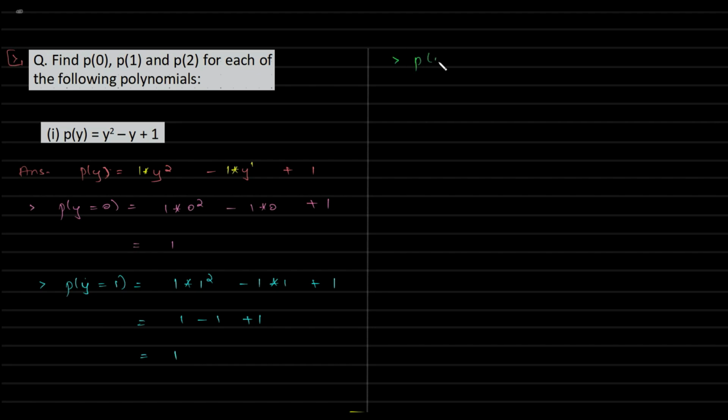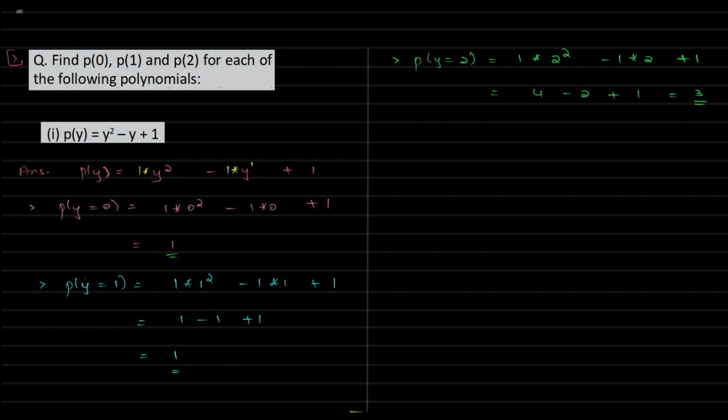P of y is equal to 2. This is 1 into 2 square minus 1 into 2 plus 1. So this is 4 minus 2 plus 1, which is 3. So these are your answers.